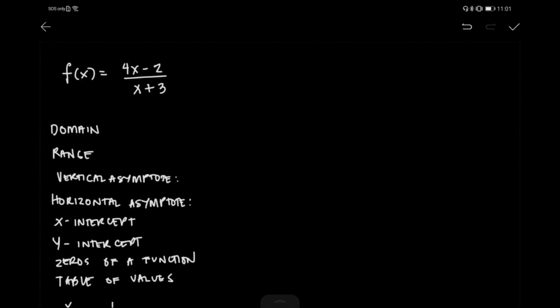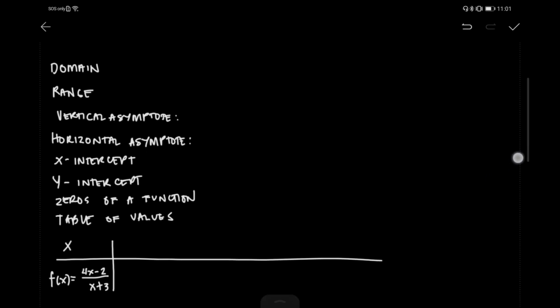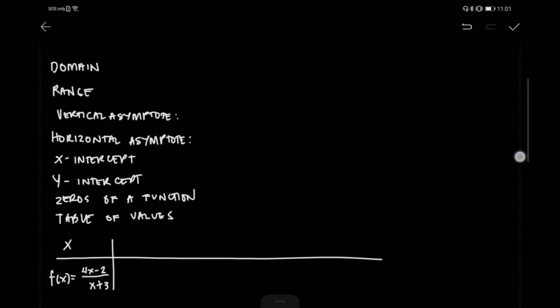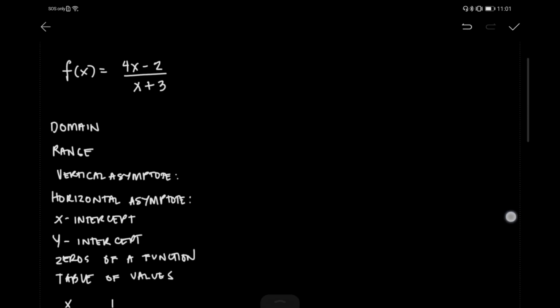Okay, this time guys, let us have another example on how to solve irrational function. Same as usual, we have to find the domain, the range, the vertical asymptote, horizontal asymptote, X-intercept, Y-intercept, zeros of a function. Then later on, magkakaroon tayo ng table of values para ma-determine natin kung saan papunta yung ating graph ng given rational function.